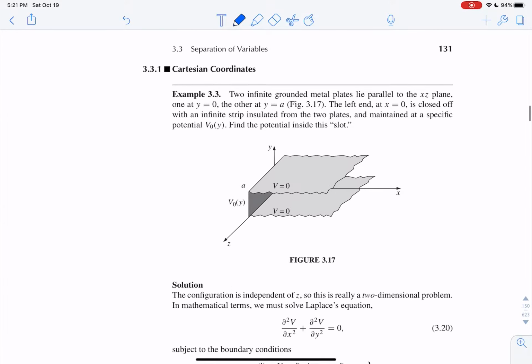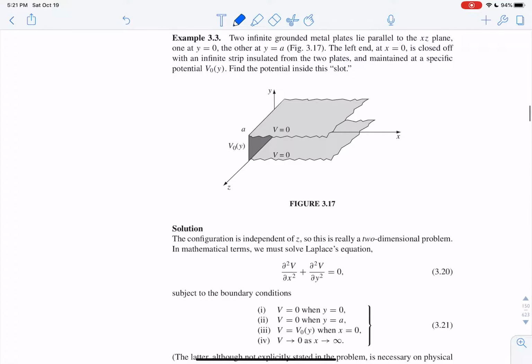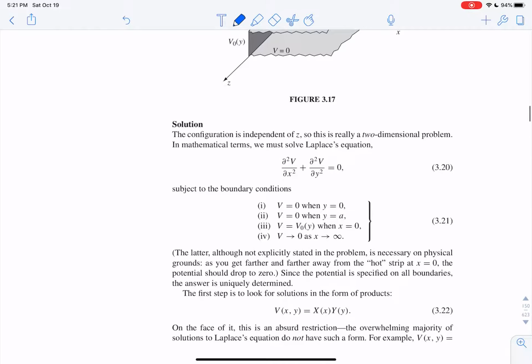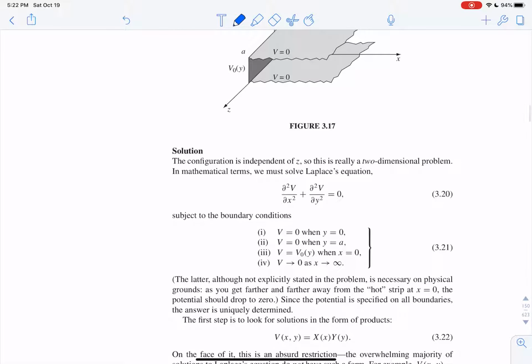Okay, so here's an example. You've got two grounded planes, and then along this wall you've got some potential, and the question is, how does the potential change as you go from x equals 0 to x out here? So we want to find the potential as a function of x in this slot. Since it's independent of z, because the symmetry is along the z-axis, as you move this way the potential is grounded across z. So whatever it is, it's symmetric along there.